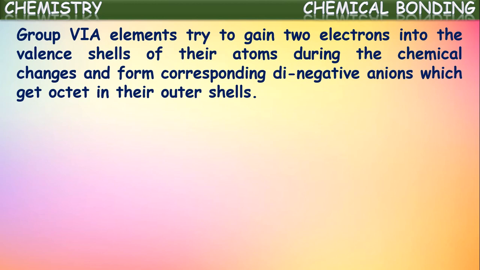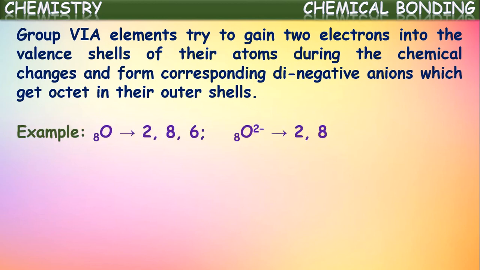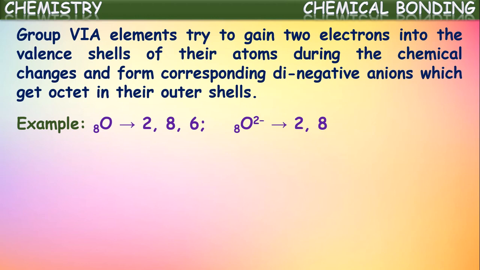Let us consider one of the 6th A group elements, oxygen. Its atomic number is 8, as we know, isn't it? So when it is allowed to participate in chemical reactions, it will be ready to gain 2 electrons.